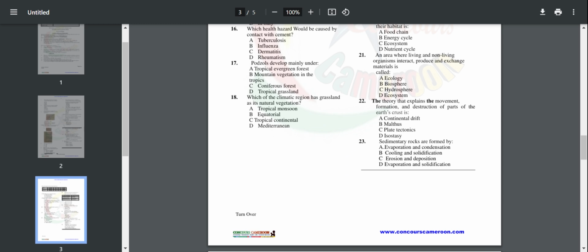Question 23. Sedimentary rocks are formed by. The answer is C, erosion and deposition.